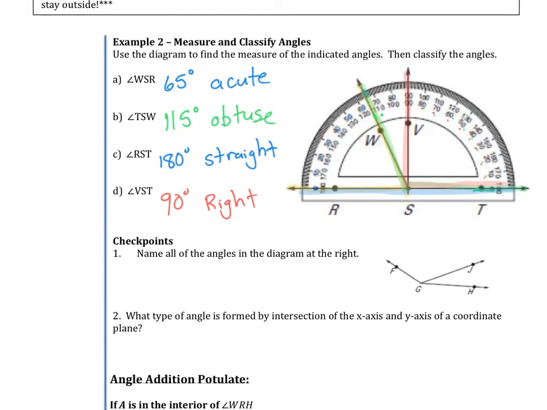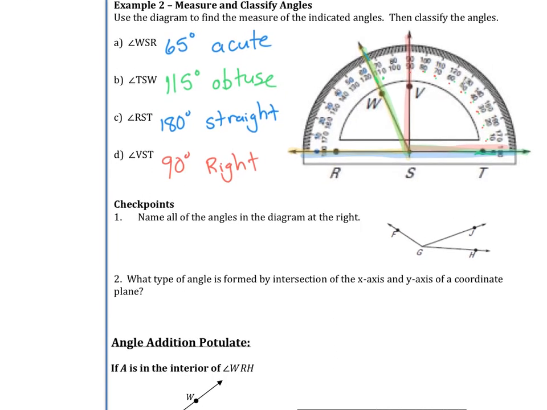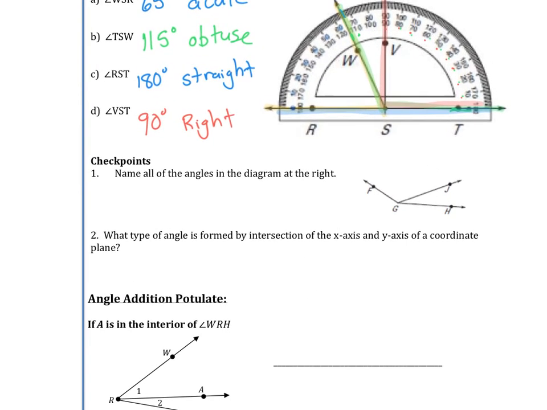Okay, and then we just have a checkpoint. It says name all the angles in the diagram at the right. I do want to go through this just because naming angles can be kind of tricky. So first we have this small angle on the right. That one we would call angle HGJ, or you could call it JGH. We have the smaller angle on the left. That'll be angle FGJ.